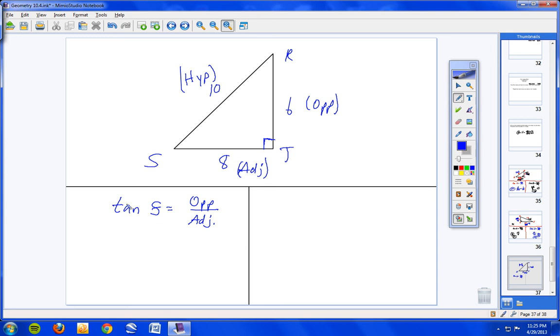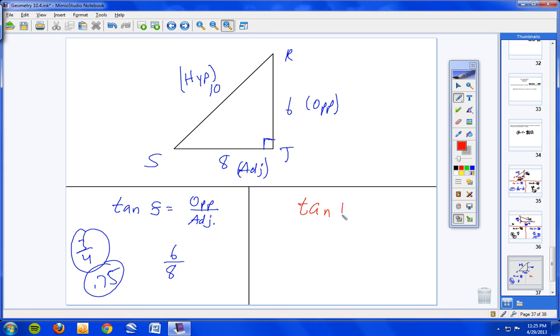All right. So how do you find the tangent of S? Opposite over adjacent. What is opposite? 6. What is adjacent? 8. Reduce that, and you get 3/4 or 0.75. All right, we are cooking. One more, and then we'll get into some calculator problems.